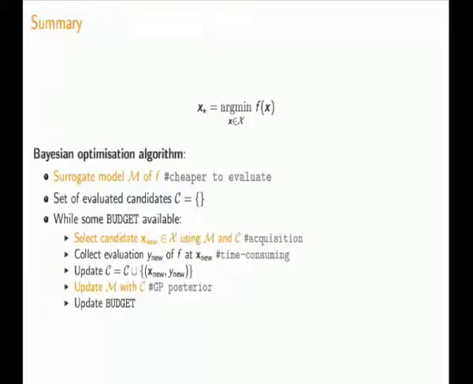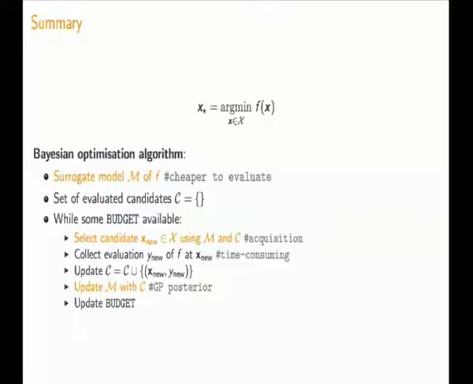Okay, so to summarize the canonical loop of Bayesian optimization: we wanted to optimize this function f, like minimize the function f, our loss function, which is expensive. And so first we picked a surrogate model, which we took in the family of Gaussian processes, which is cheaper to evaluate than the function f. We have some set of candidates that are, for example, generated through some random grid. And we have some budget, and then we iterate over the candidates until we run out of budget.